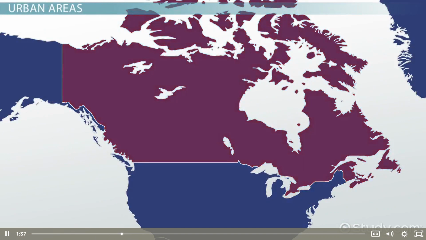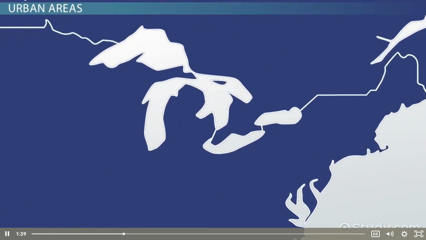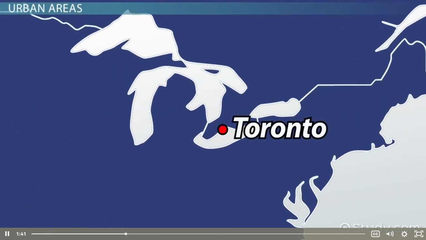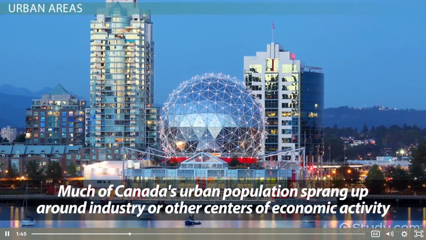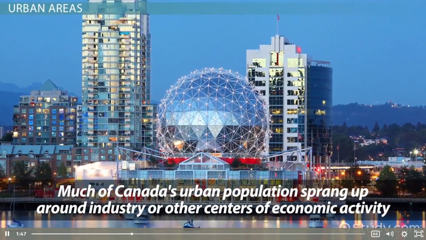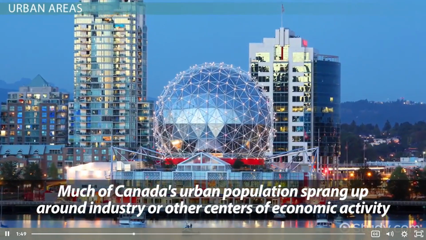Nearly all of these cities are situated within 100 miles of the U.S. border. For example, Canada's largest city, Toronto, sits on the shores of Lake Ontario, waters both the U.S. and Canada share. Much of Canada's urban population sprang up around industry or other centers of economic activity.